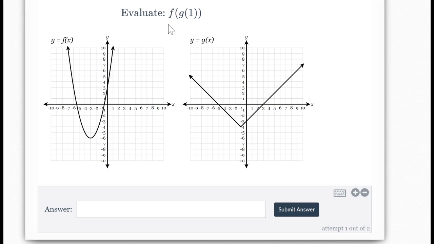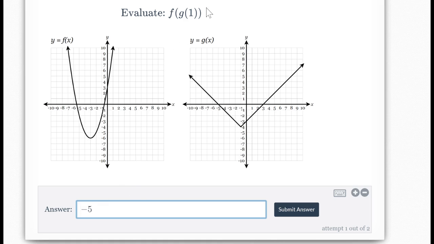So now I have to evaluate f of the answer I just got, which in this case is -2. So f of -2 means I need to go to x equals -2 on the f graph now. So I'm going to go right here. Where do I have to go to touch the f graph? Well, in this case, I had to go 1, 2, 3, 4, 5 points down to touch the f graph. So -5 would be my answer.